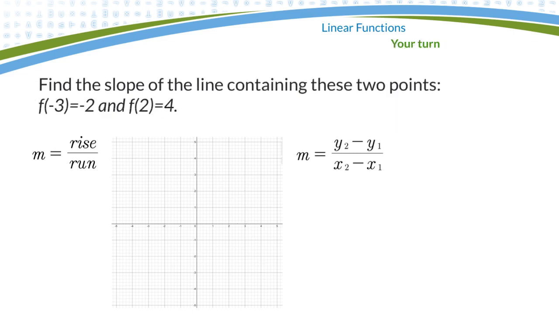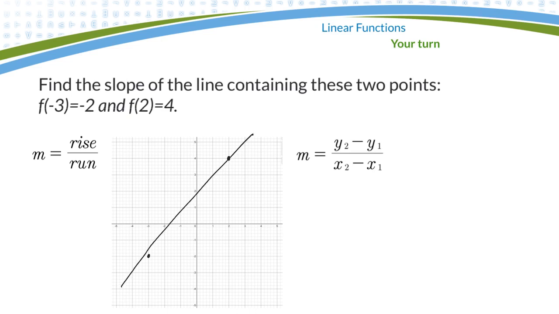One on your own. Press pause, try it, then press play and see if you get it right. All right, so -3, -2, that's that point right there. 2 and 4 is this point right there. So my line is going like that.